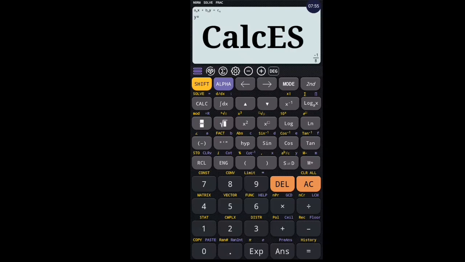So knowing how to use your calculator is actually going to help you a lot.